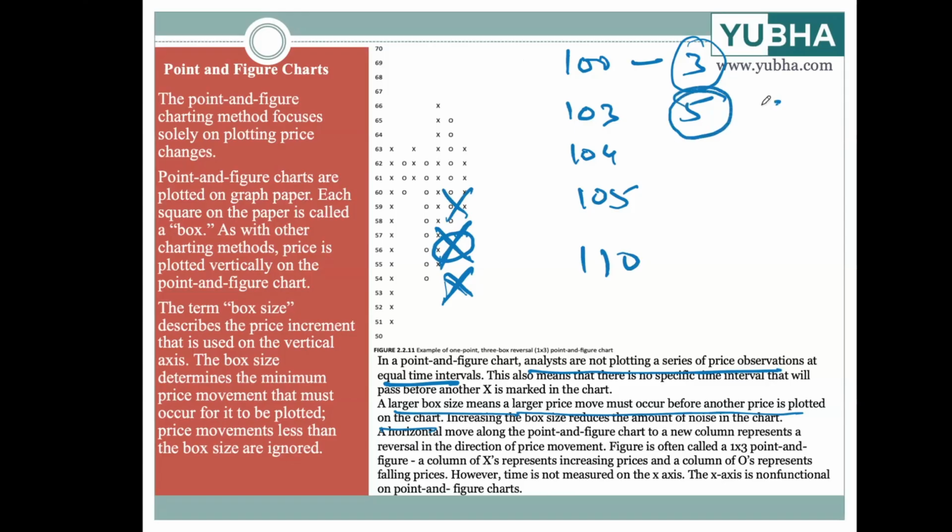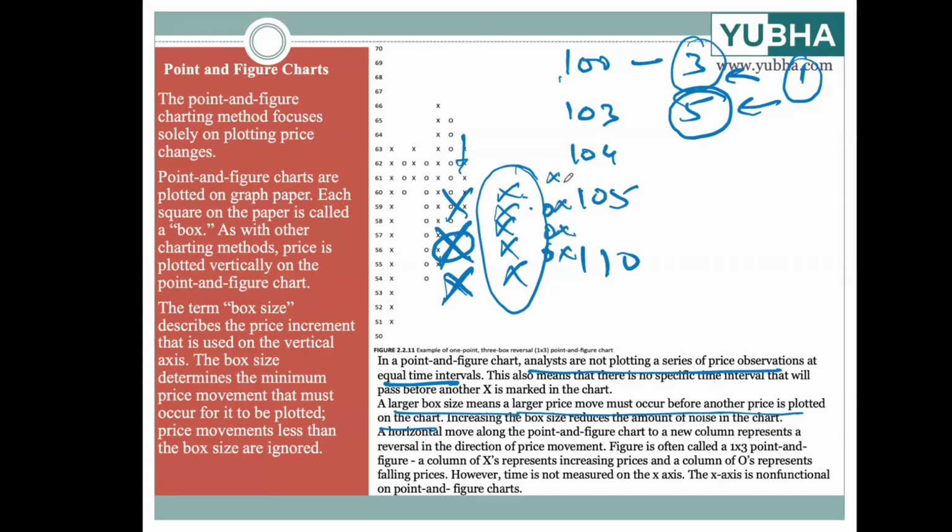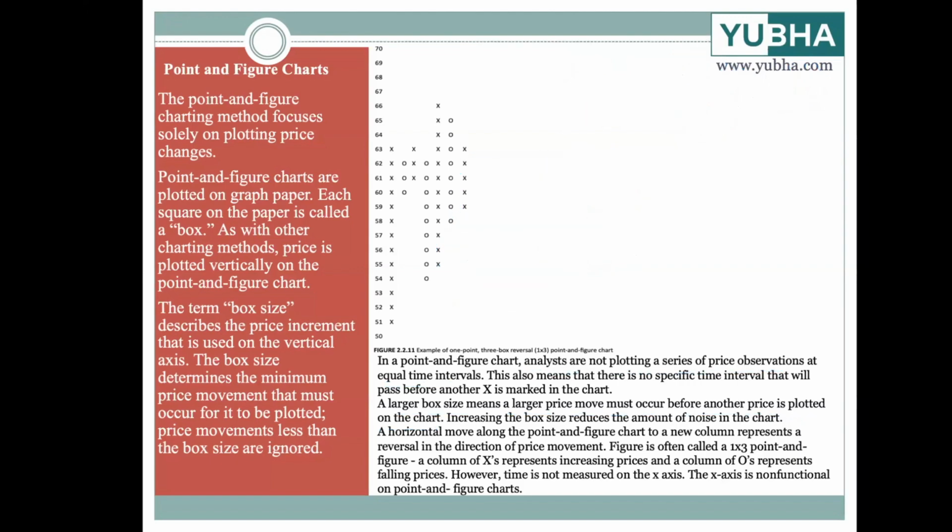So depending on the size of the box that I want, there'll be fewer columns and fewer x's and o's, versus if your box size is very small. You can even keep this box as 1. If the box is 1, then as price moves from 100 to 101, 102, 103, 104, you'll have multiple x's. But from 104, if it's gone to 103, you'll have a column of o's. So it's gone down to 102, it's gone to 103, 104, 105, 106. So for each and every change in the price of that stock, even by 1 rupee, you'll have a new column that will be created.